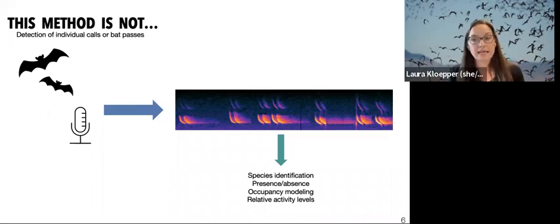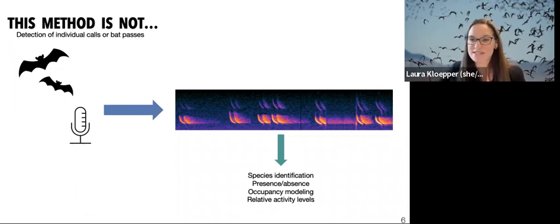You can see the individual FM pulses of a single bat passing over. And then, like many animals, bats have species-specific vocalizations. So from these recordings, you can get species information. Depending on comparing habitat types, you can get presence-absence information, occupancy modeling, and even estimate relative activity levels. But again, my method doesn't do this. This is not what my method does.